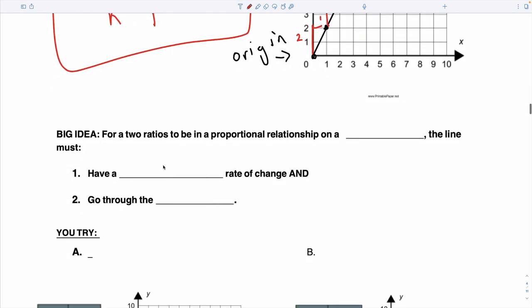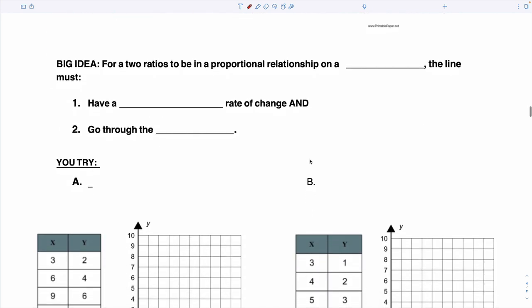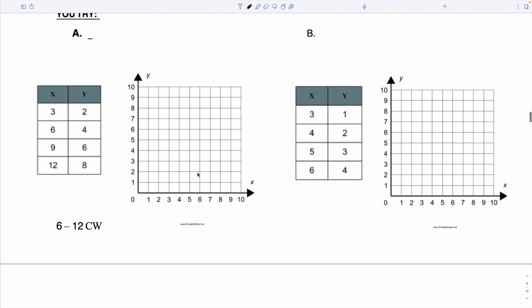Big idea for two ratios to be in a proportional relationship on a grid. The line must do two things. The line has to have a constant rate of change, meaning it has to have a k value that's the same. It's got to have a constant of proportionality. It also has to go through what? Whole class? The origin. If those two things are on the graph and you can see it, you can just put yes. You try these two on your own.